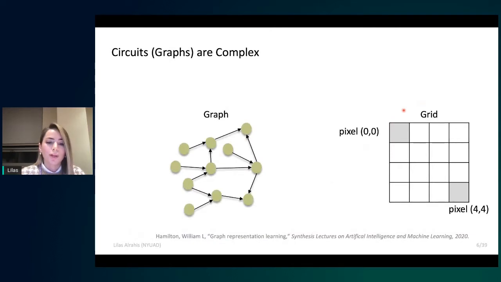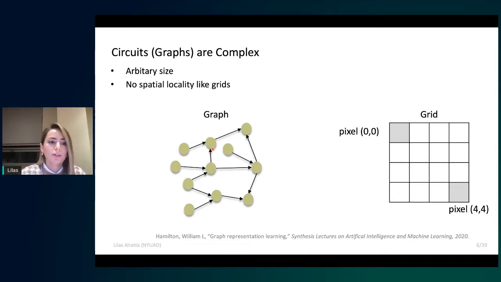Now, performing machine learning on a graph is a more complex task than performing machine learning on structured data like images, like grids. So here on the left, you can see a graph, and on the right, you can see a grid. First, a graph can have an arbitrary size. So if we're dealing with a data set of graphs, each graph can have a different size. It can have a different number of nodes and connections, unlike images, or a grid, where you have a fixed size.